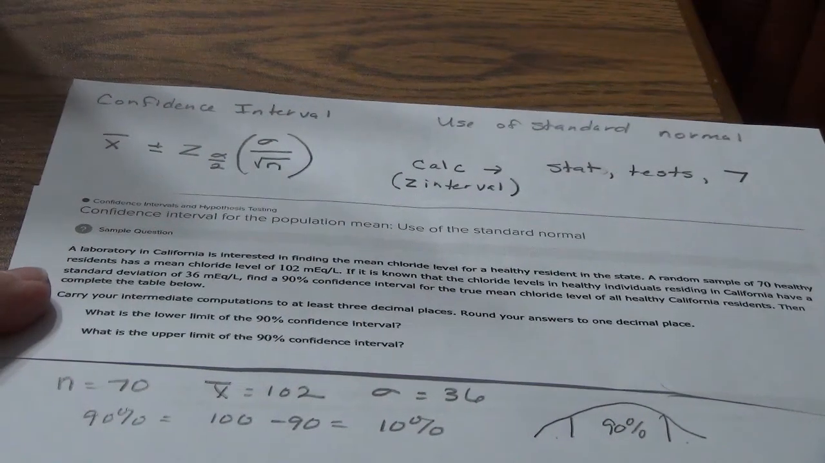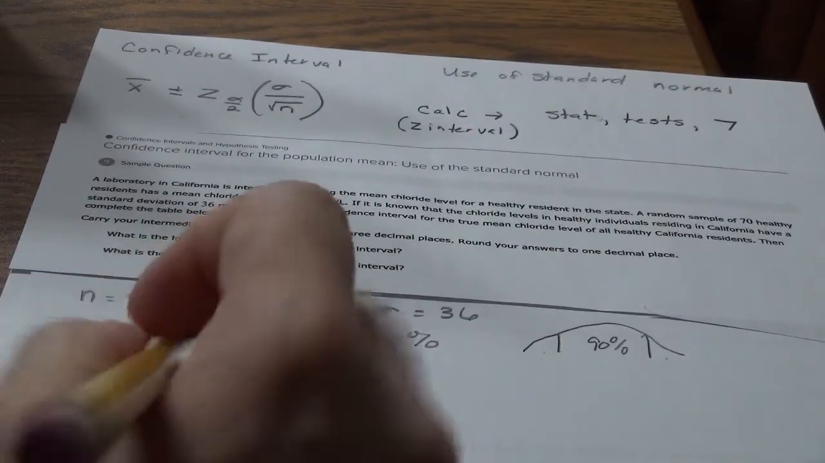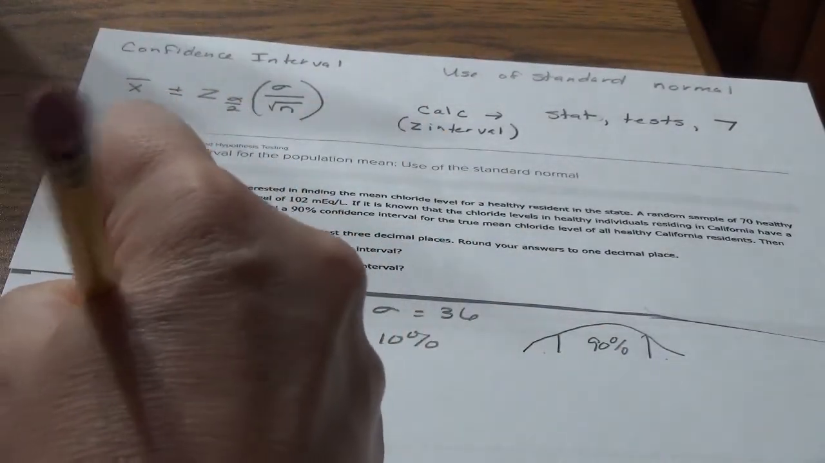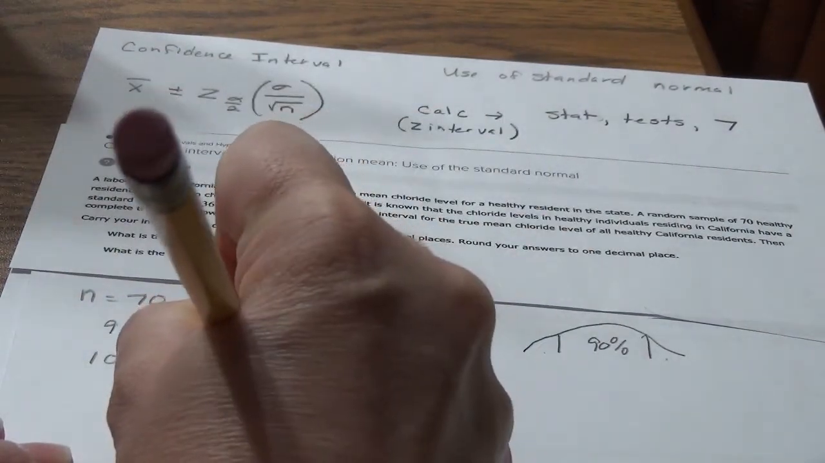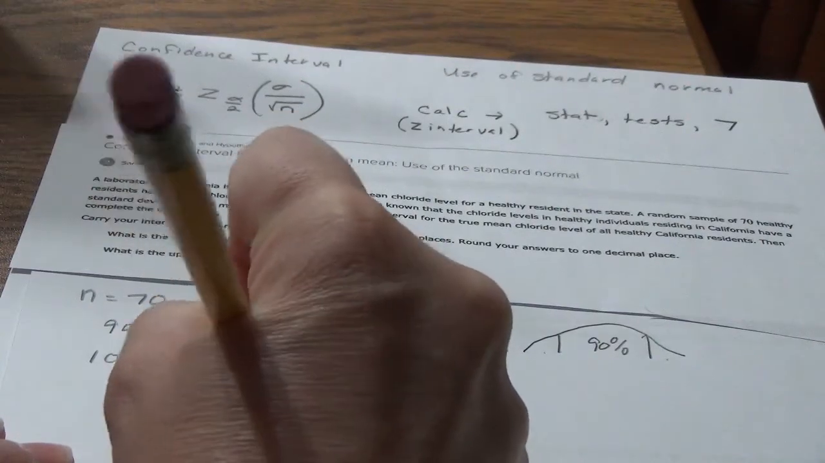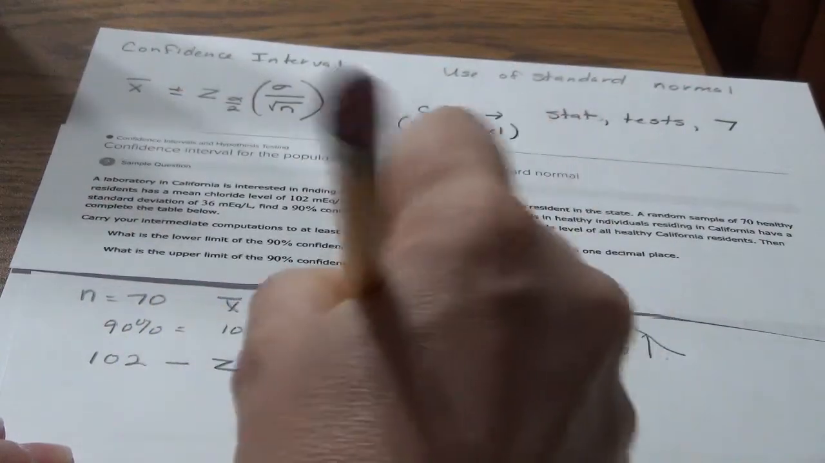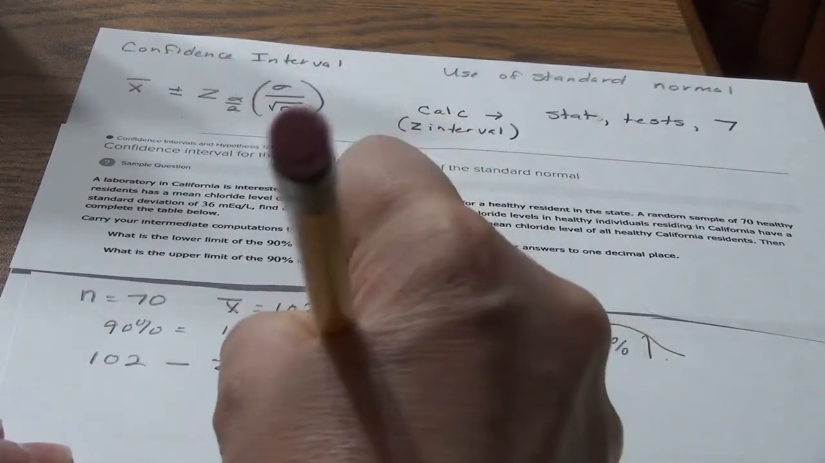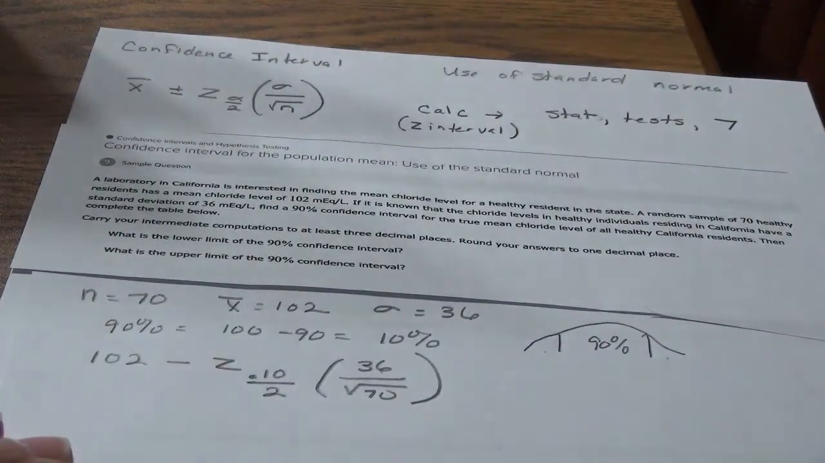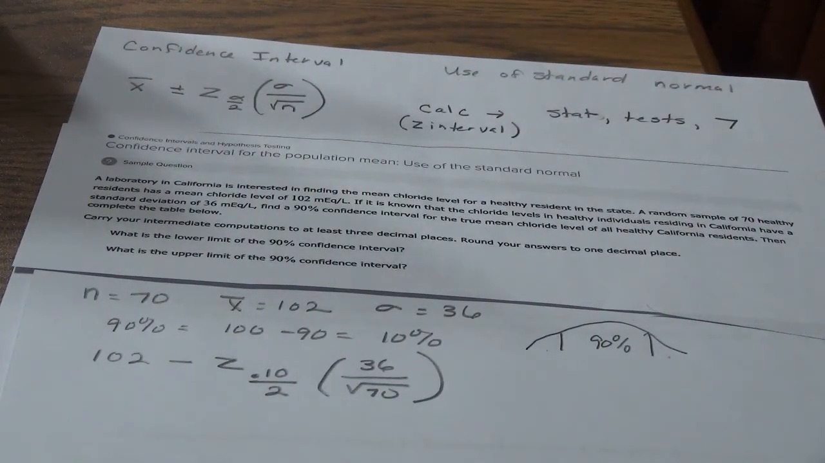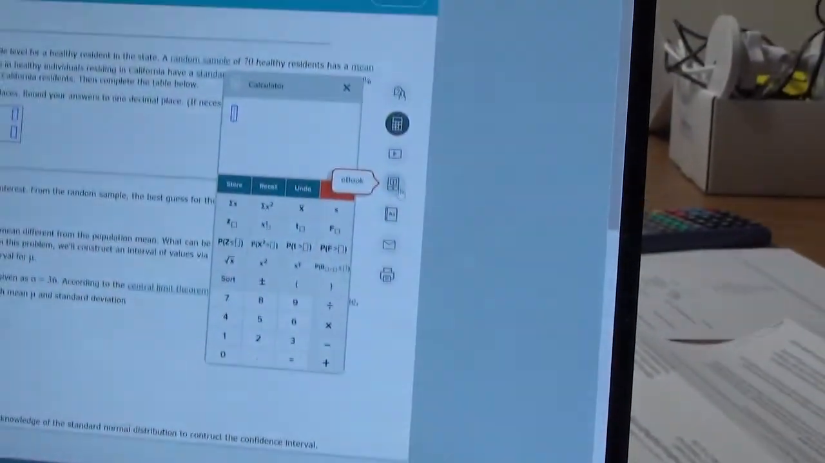So plugging that into my formula, I'm going to have, first of all, 102. I'm going to do the minus first. Z sub, and I'm going to use 10%, so 0.10 divided by 2, times the standard deviation, 36, over the square root of n, which was 70. So I'm going to go over here and pull up my ALEKS calculator and punch that in so you can see how it looks on the ALEKS calculator.